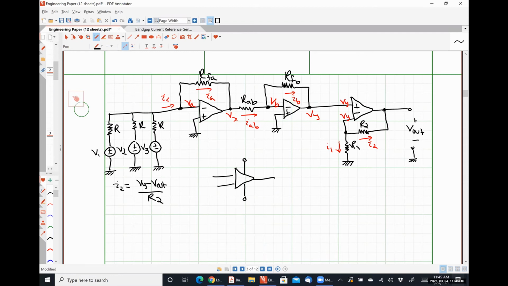Right. And so you're not actually following the current all the way through, per se, because it can generate its own current. It can use those voltages to output whatever current it needs to.